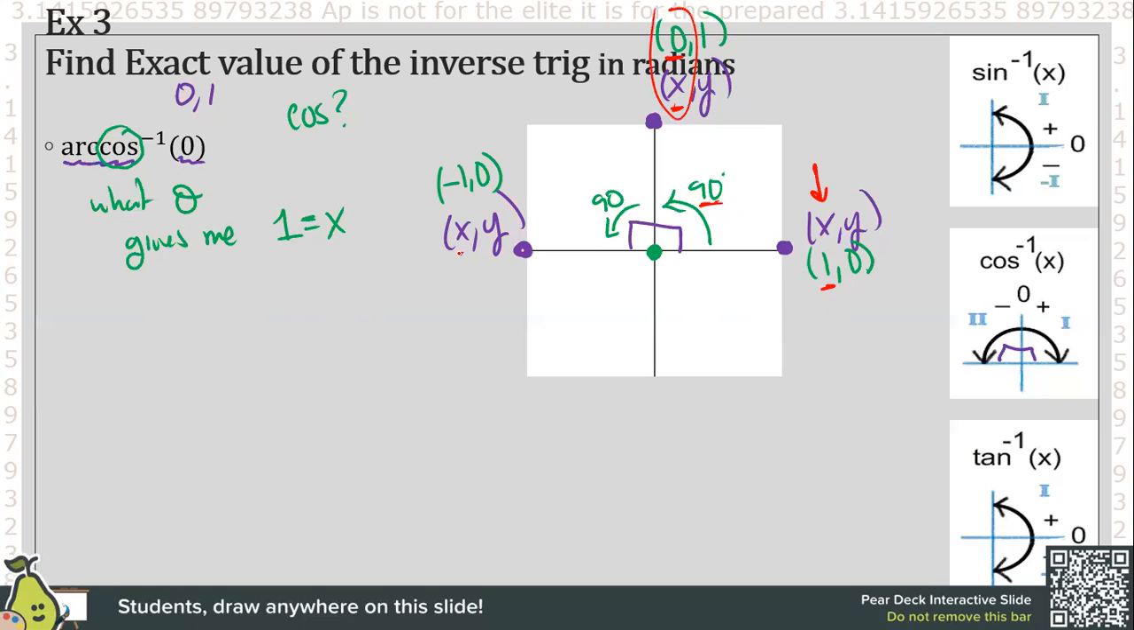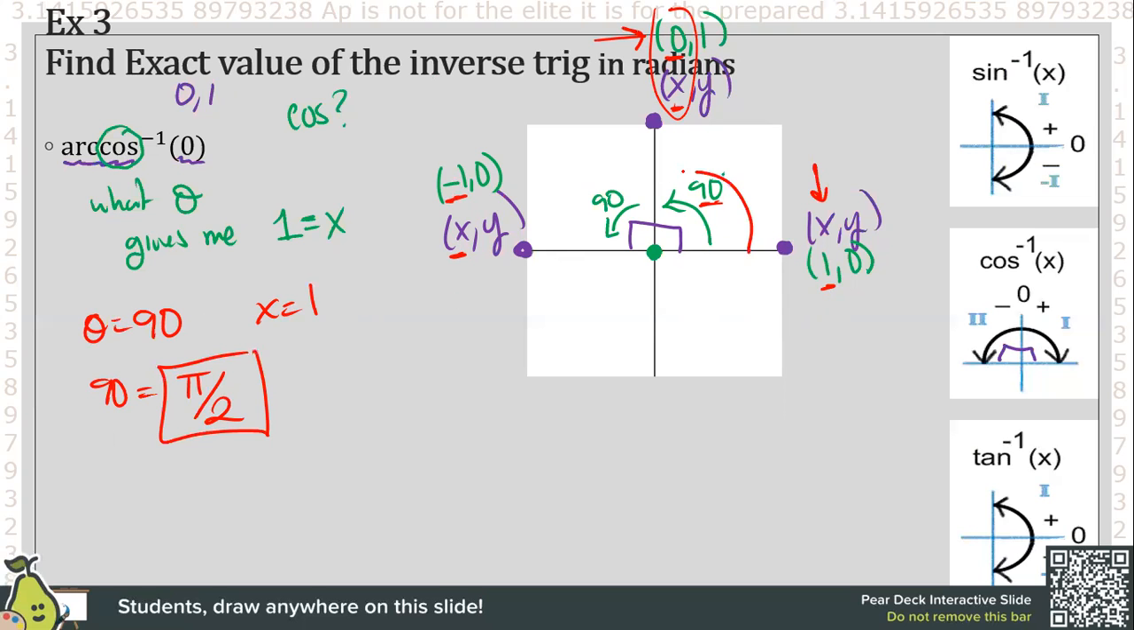Let's just check the last one to make sure. And my x is -1. So in this case, when theta is 0 degrees, my x value is 1. My x coordinate is 1. Keep in mind we want radians, so 0 degrees is the same thing as saying 0 radians. That is the angle from here to here. Awesome.